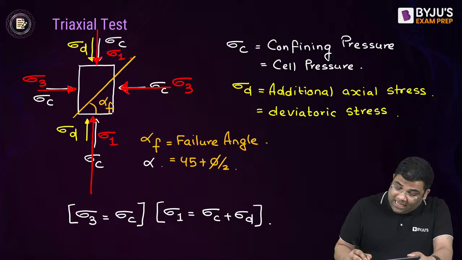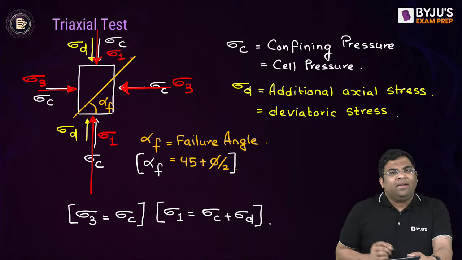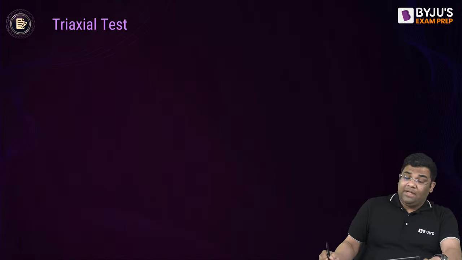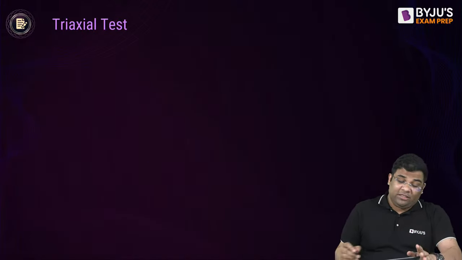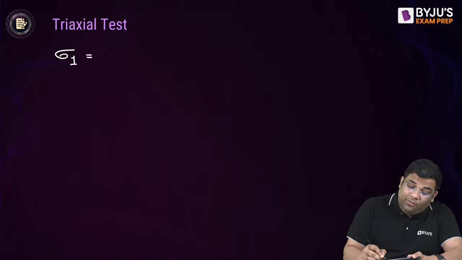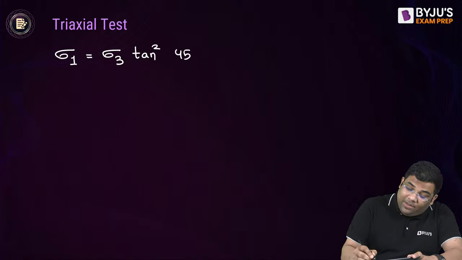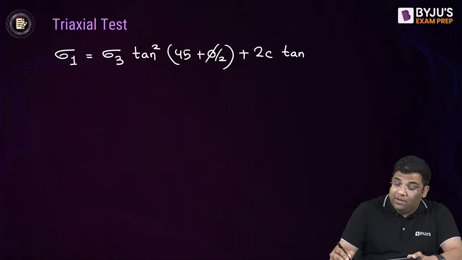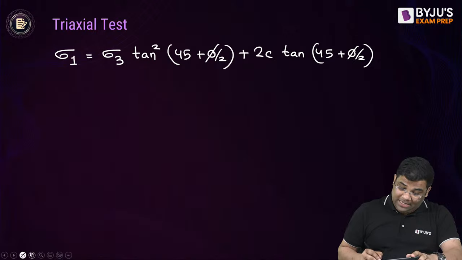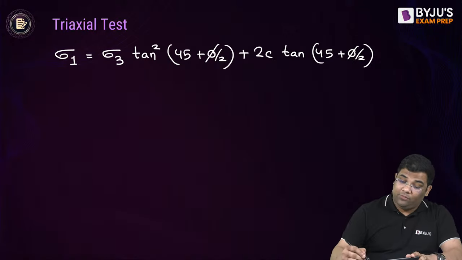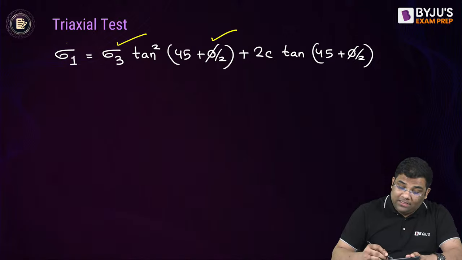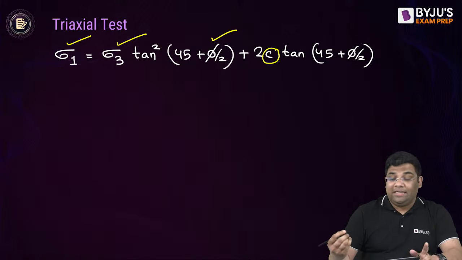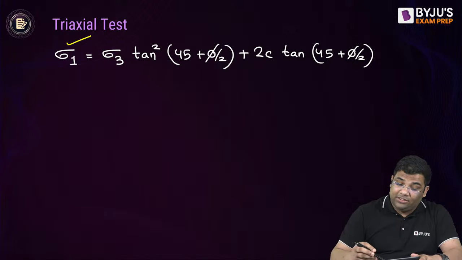Now if you know this alpha f, then you know your phi, right? Now how to find out the cohesion? For that we use a very important equation. The equation is sigma 1 is equal to sigma 3 tan square of 45 plus phi by 2, plus 2c tan of 45 plus phi by 2. You know phi, sigma 1 and sigma 3, so you can find out your cohesion. It is a very important equation used in the triaxial test.